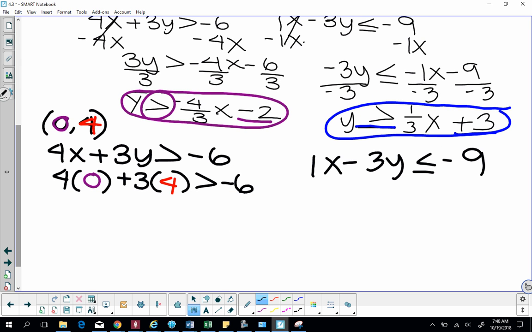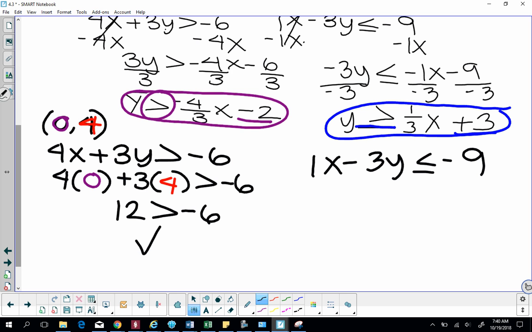You can type this right into your calculator, like 4 parentheses 0 parentheses, type this whole thing, or you can do it in your head. What is 4 times 0? 0. Plus, what's 3 times 4? What's 0 plus 12? 12. You're more likely not to make mistakes if you put it in your calculator. Is 12 greater than -6? Yes, so I know it works for this one. I need to make sure it works for both of them, because we're going to be doing equations too, it has to work for both of them.